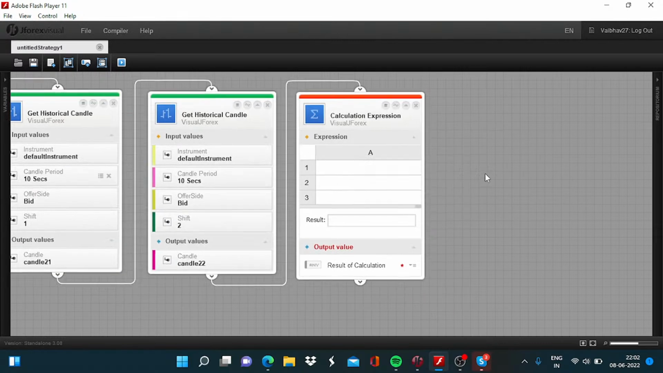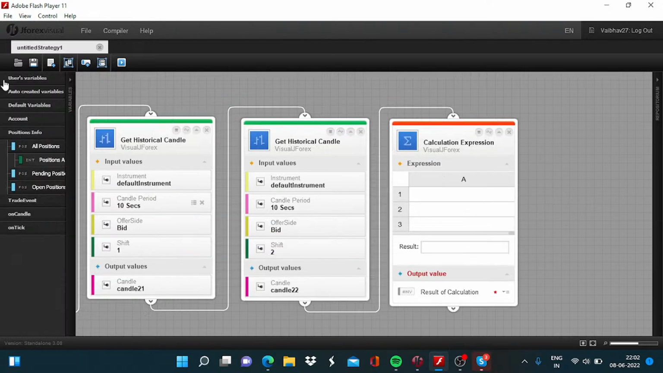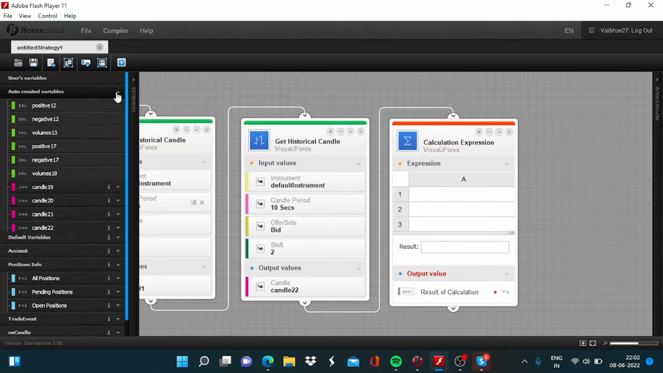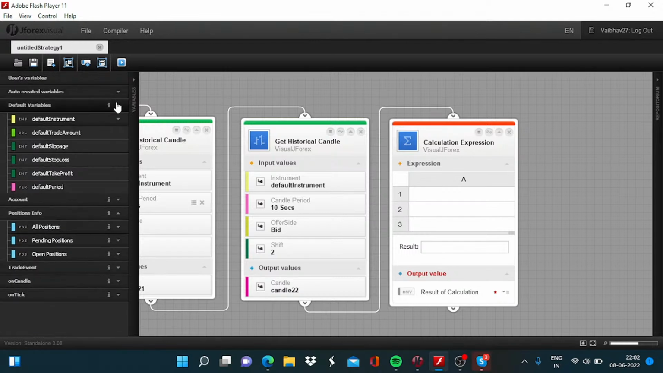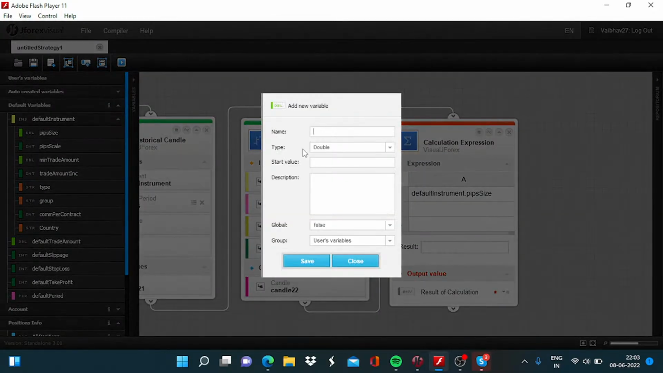So if you go by a difference of 10 pips, that should serve your purpose. And if you want to keep it higher, you can do that. If you want to keep it lower, you can do that as well. So we have to take a default instrument pip size and multiply it with a variable which we have to define. So for representative purpose, I am taking a start value of 10. You can change it. You can take a different value if you feel like. There is nothing sacrosanct about this particular value.